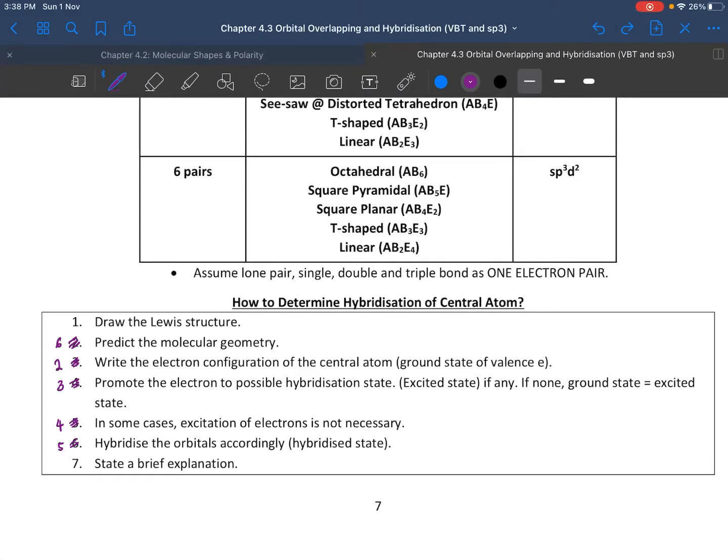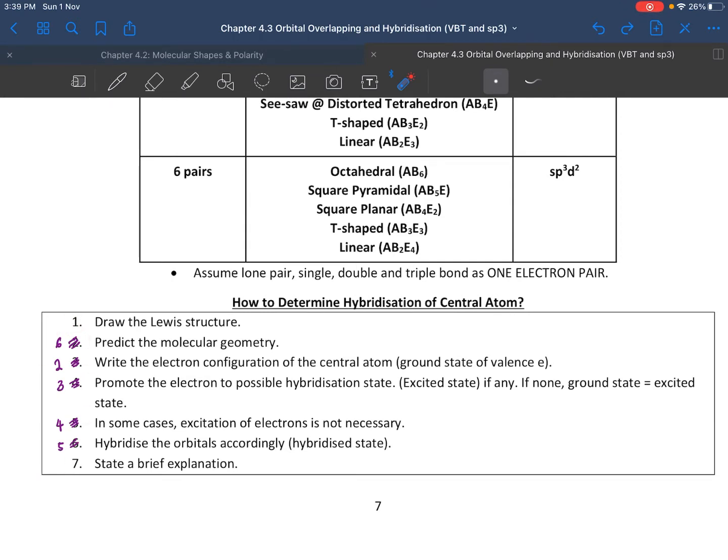Okay, so next, how to determine hybridization of central atom? So kita dah faham tadi theory behind hybridization. So next, kita nak figure out macam mana nak determine hybridization untuk central atom. Okay, so to determine this hybridization of central atom, ada beberapa step lah. Okay, so dekat sini ada perubahan sikit saya buat setelah saya fikir-fikir which one better.